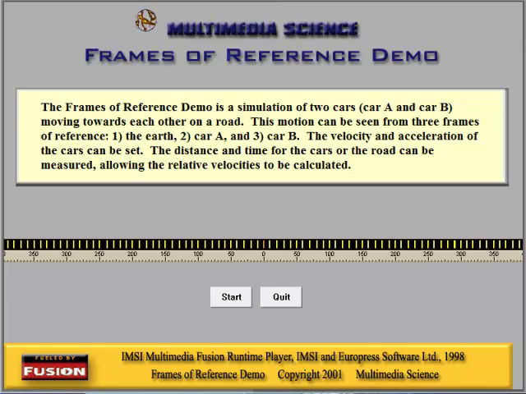And here we are again with another science application from multimedia science. This time it's the frames of reference demonstration.